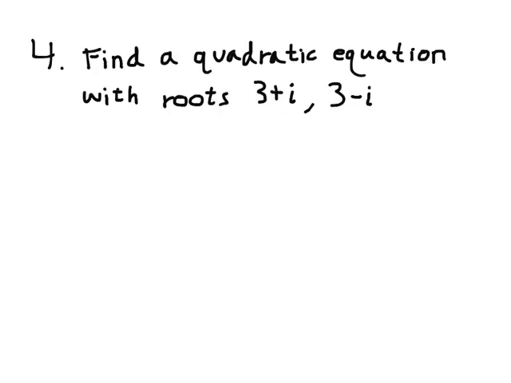For number 4, we have a bit of a different problem. I have to find a quadratic equation with roots 3 plus i and 3 minus i. Well, if we look back to what we learned in the lesson video, I'm going to put some parentheses and set it equal to 0. If I have roots 3 plus i and 3 minus i, then that means x minus (3 plus i) could go here. And over here I have x minus (3 minus i). Because with any roots I can write it like this, as was shown in the lesson.